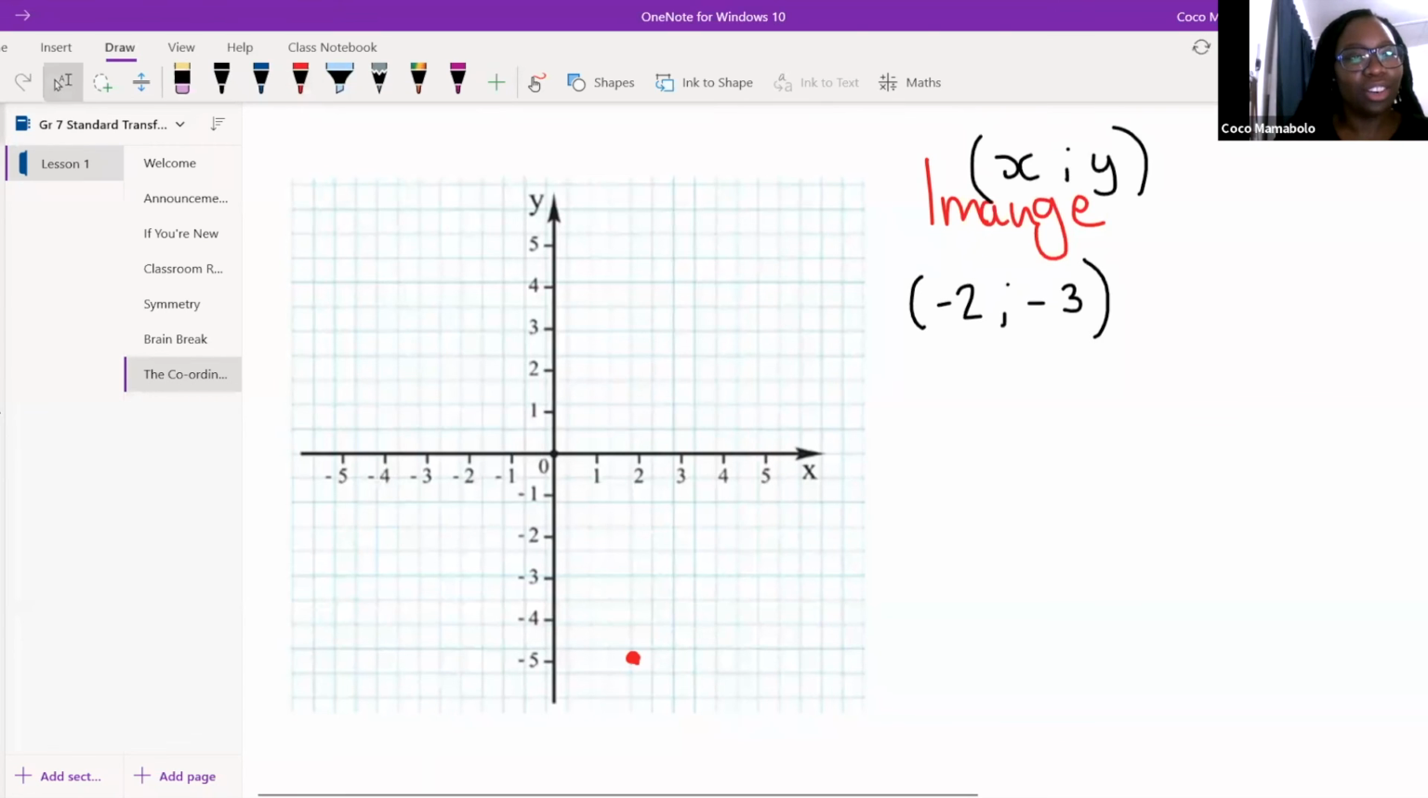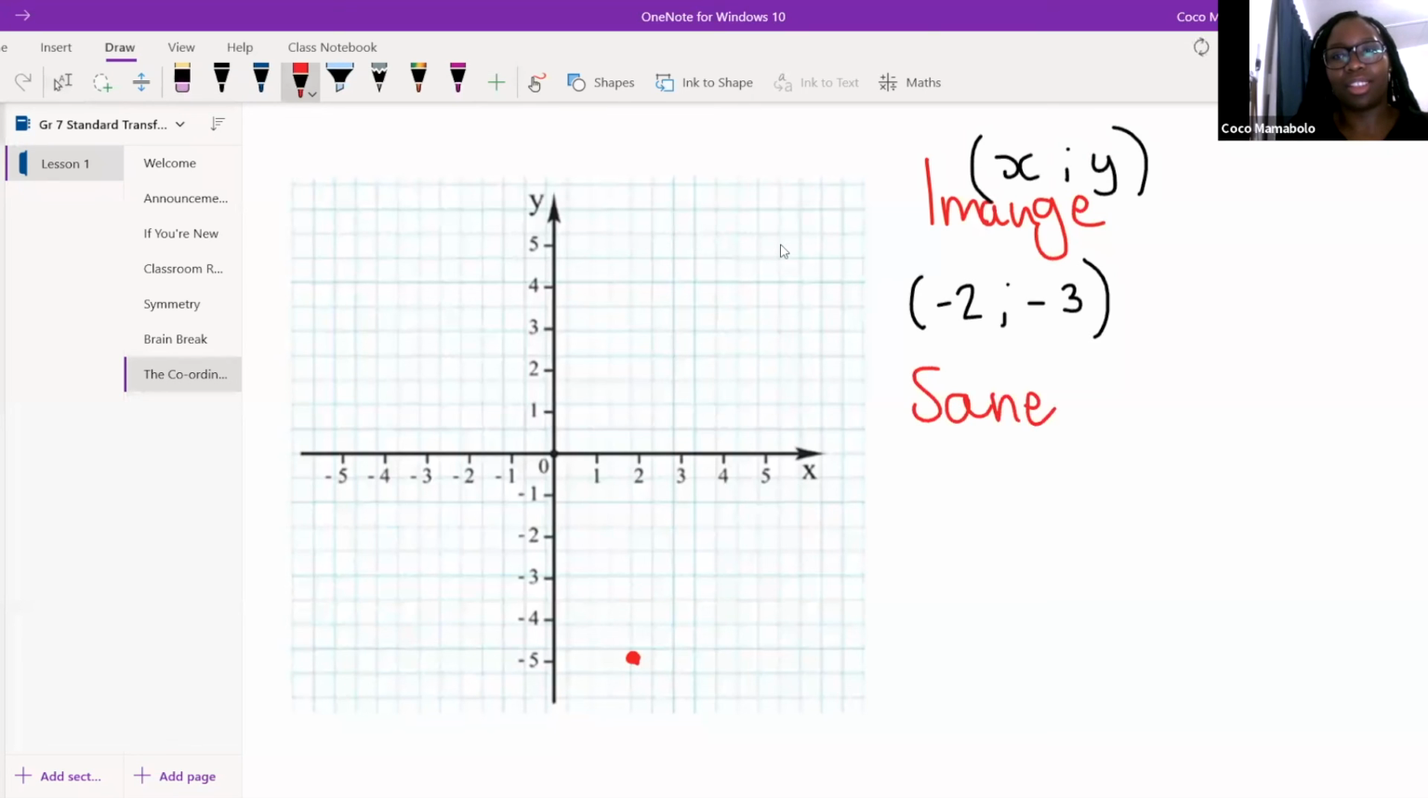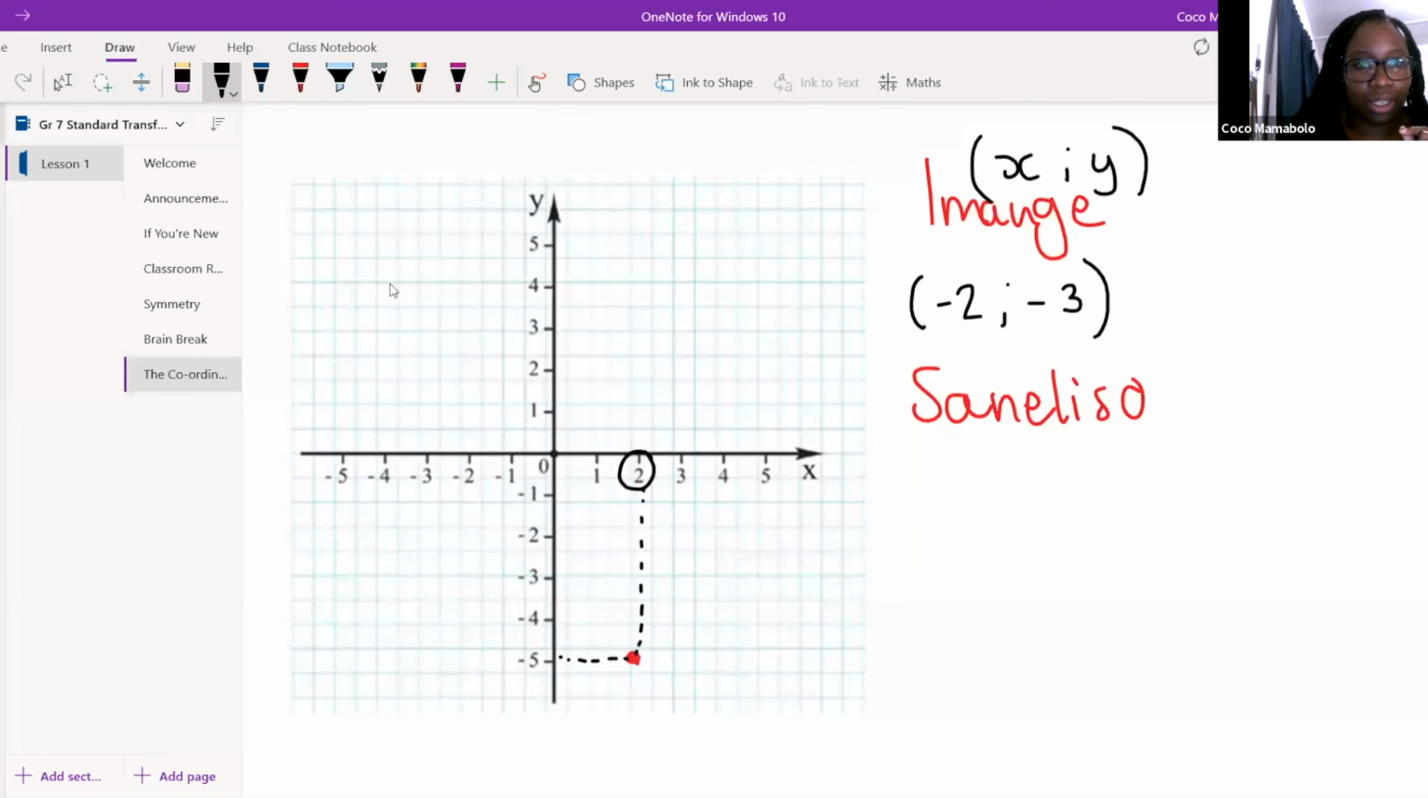Oh, who got it? No. I see you. Saneliso got it. Amazing. Saneliso, well done. Guys, you have fast fingers though. Remember, guys, the X value first and then the Y value. So if I look for my X value, there it is. It's 2. And then this way, my Y value is going to be -5. So I'd open brackets, 2, semicolon, -5.